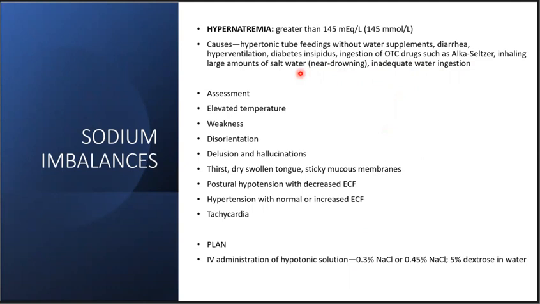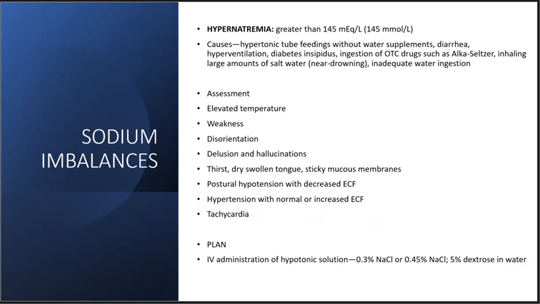So what do you see in your clients? There's going to be weakness, disorientation, delusions, and hallucinations. There's thirst, dry, swollen tongue, sticky mucous membranes. There's also postural hypotension with decreased ECF, or you could see hypertension with normal or increased extracellular fluid. And then we'll also see tachycardia in these clients.